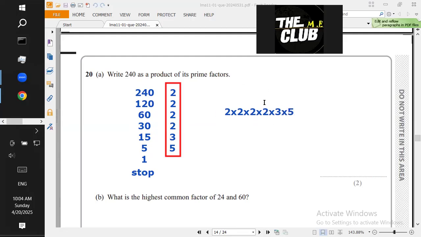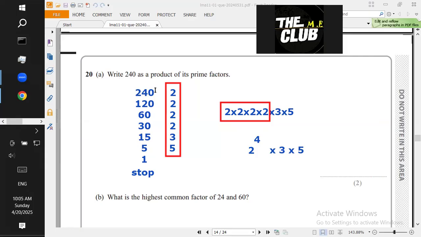Now, you can write the answer like this, as numbers multiplied by each other next to each other, or you can write them as index notation. So index notation means what? It means because you have 4 2's, you can write it like this, 2 power of 4. And then because you have 1 3, so times 3 like this. And then 1 5 means times 5. Both answers are correct. Both answers are accepted. This is how you find the product of a prime factor of a number.